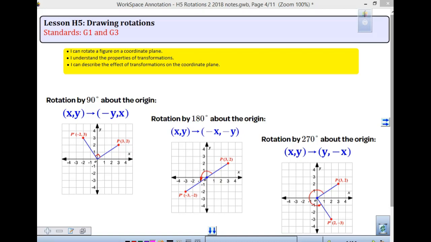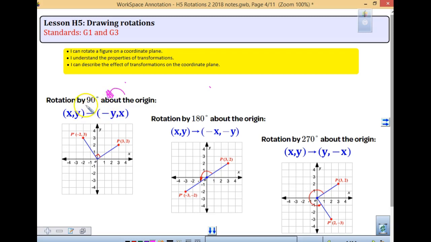So when we take a look and we are asked to go in H5, if you look at your notes, 90 degrees about the origin. 90 degrees means that we are going in that counterclockwise direction. So right above this, x to negative y, we want to put this arrow, kind of like starting with the x, going towards the y.